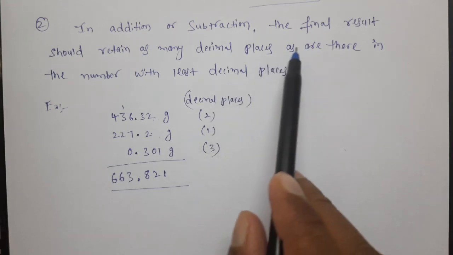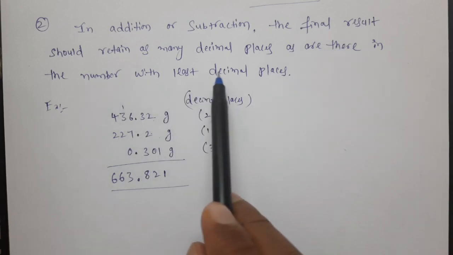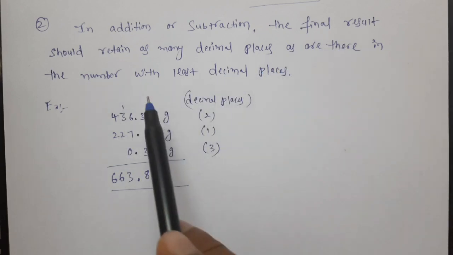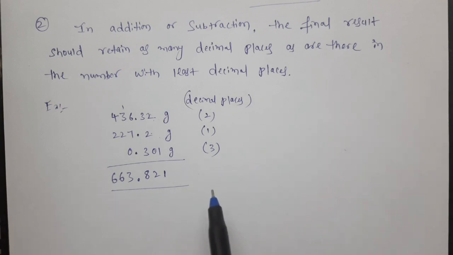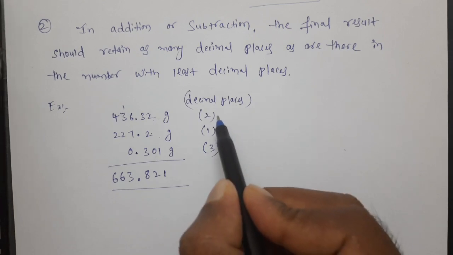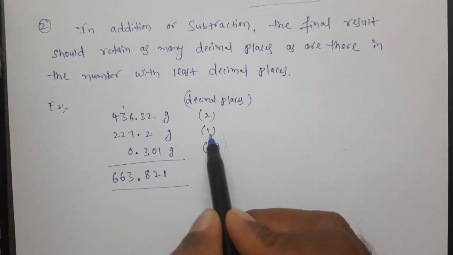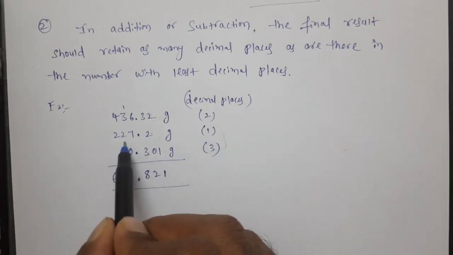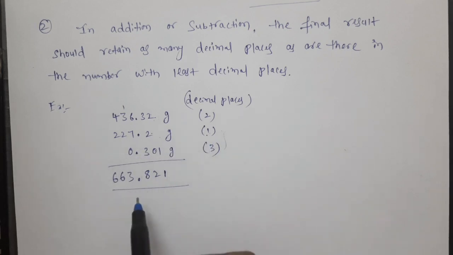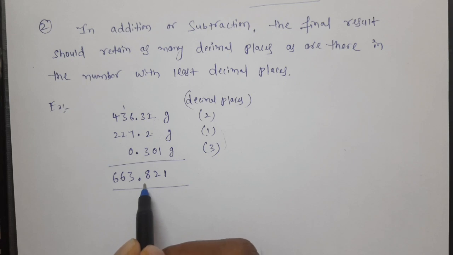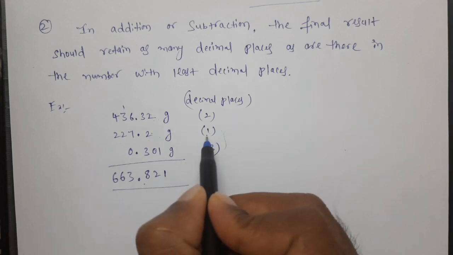But according to rule 2, what's happening, guys? In addition or subtraction, the final result should retain as many decimal places as are there in the number with least decimal places. That means the final answer should be given with least decimal places. Least decimal places means in the 3 given numbers, which one has least decimal places? This, the second number, right? And how many decimal places are there? 1 decimal place. That means the final answer should be given with 1 decimal place.